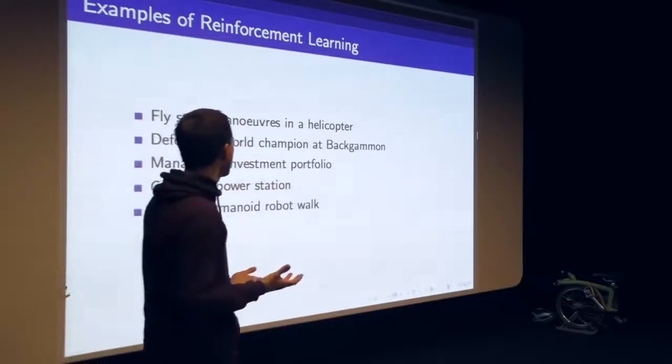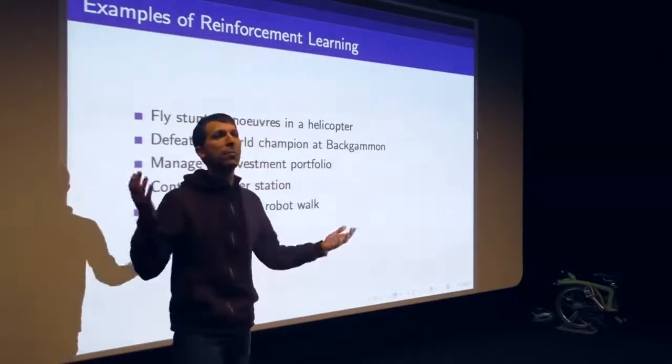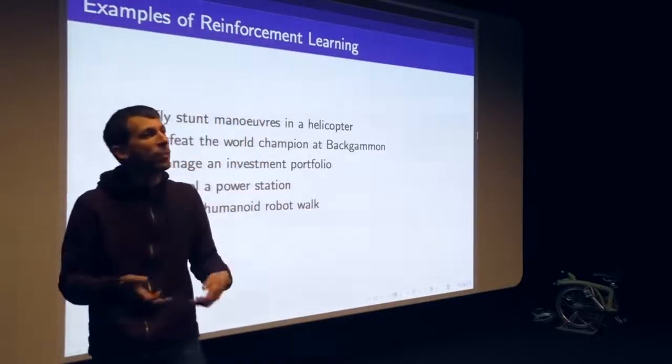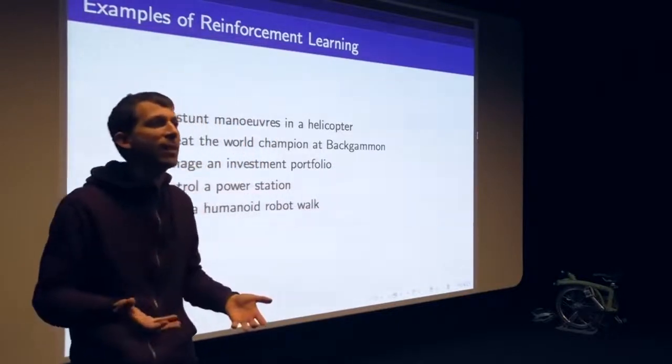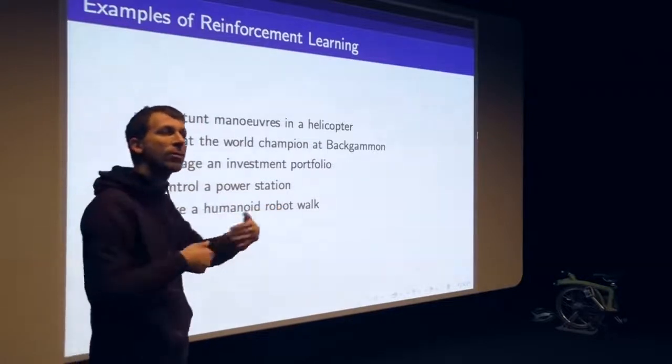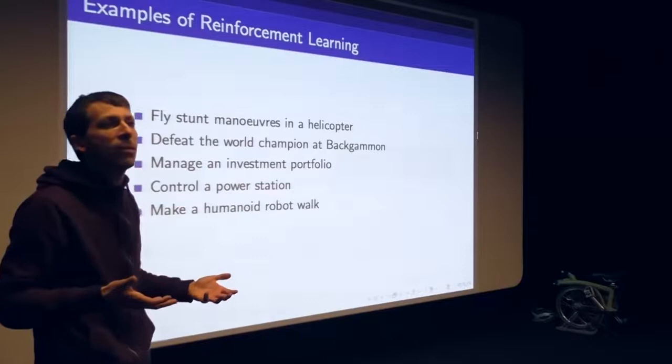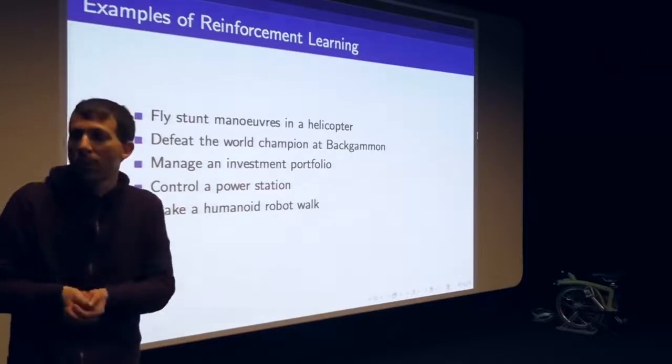Another example would be to make a humanoid robot walk. You don't want this thing to fall over. You maybe want it to get to the other side of the room. How do you do that? This is a reinforcement learning problem. There's rewards at every step telling you whether it's falling over or whether it's making progress, and at every step it's got to learn for itself how to figure out this behavior of walking across the room.